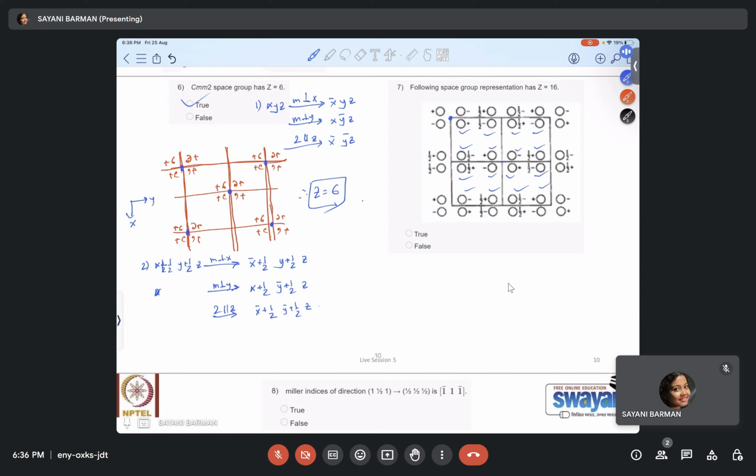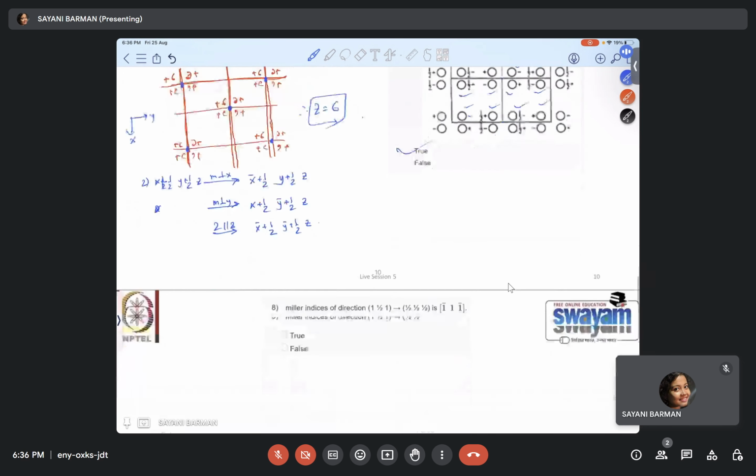So there should be 16. 1, 2, 3, 4, 5, 6, 7, 8, 9, 10, 11, 12, 13, 14. Yeah, it's true. You can count that there are all different equivalent positions, right?